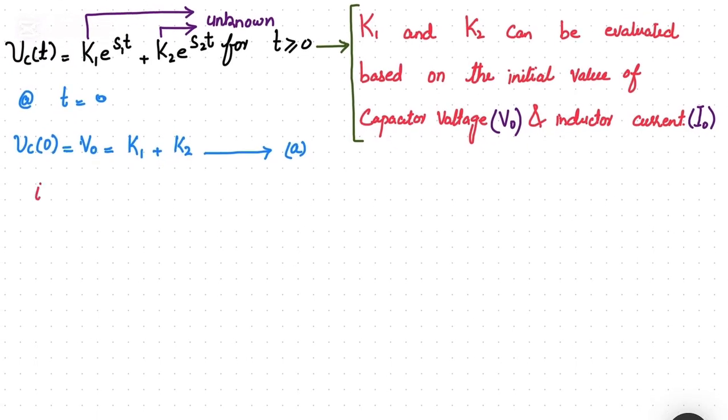I of t, inductor current, because this is a series circuit, and in case of a series circuit, inductor current is also the capacitor current. So I of t is inductor current and capacitor current.